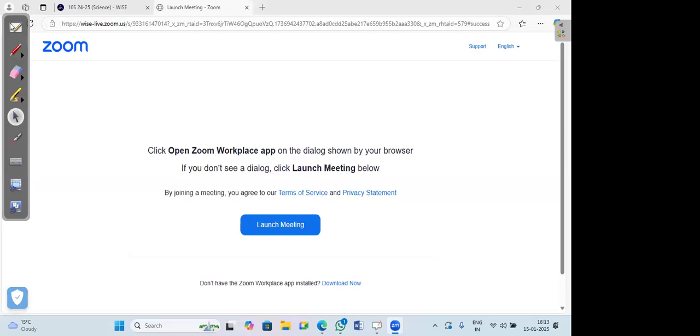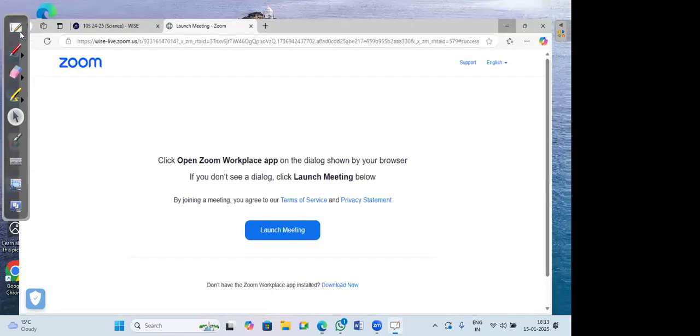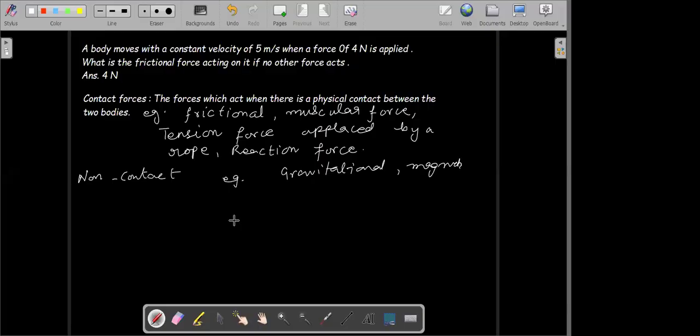So you sent it here in the chat section. Yes, sir. Okay. Lead acetate solution is treated with dilute HCl to form lead chloride and acetic acid solution.